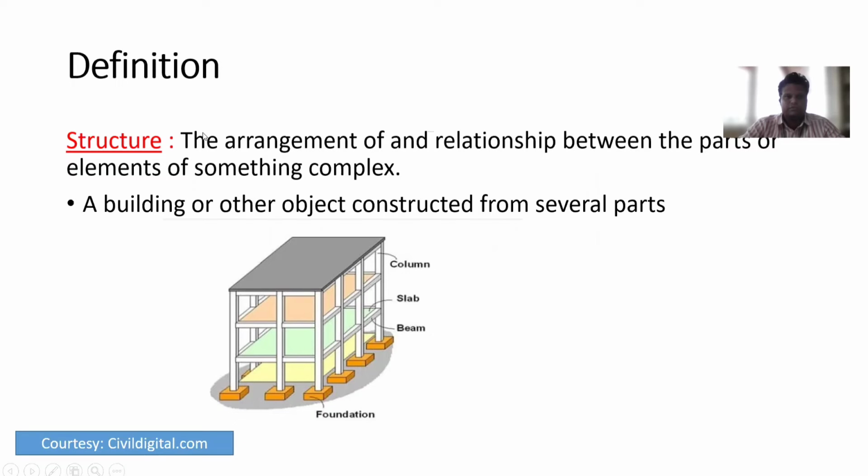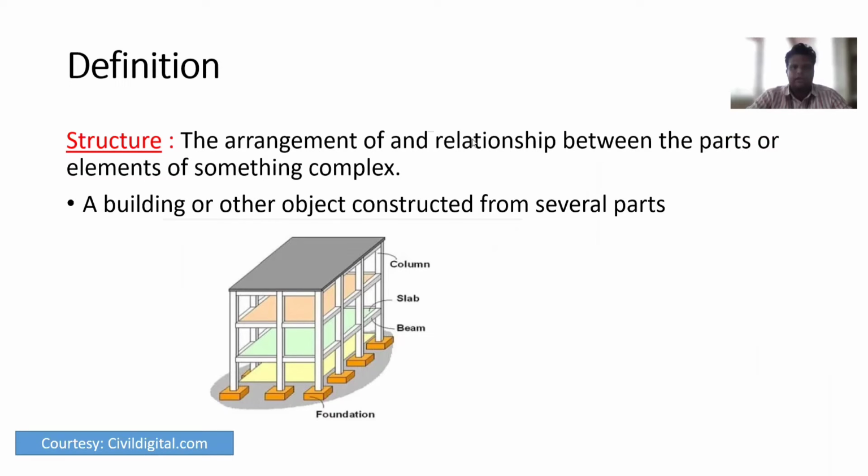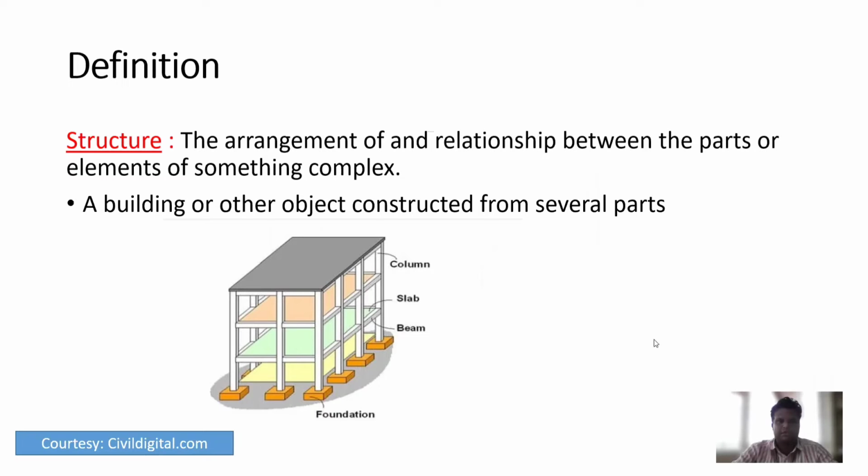The dictionary meaning of structure is the arrangement of and relationship between the parts or elements of something complex. Coming to core civil engineering, the definition of structure is nothing but a building or other object constructed from several parts. If you take this as a typical structure, here you can see the foundation as a part, beams as a part, slabs as a part, and columns as a part. So all these combined together, we call it a structure.